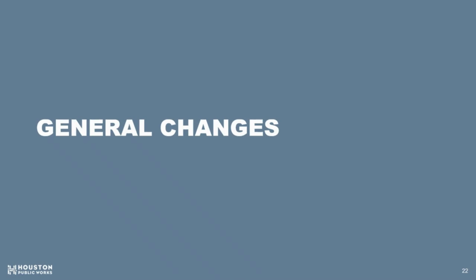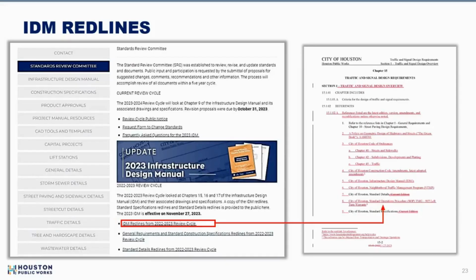Next, I will be going over the general changes for the 2022-2023 review cycle. You can find red lines for all changes online. There is also a revision bar in our standards to easily identify updates.